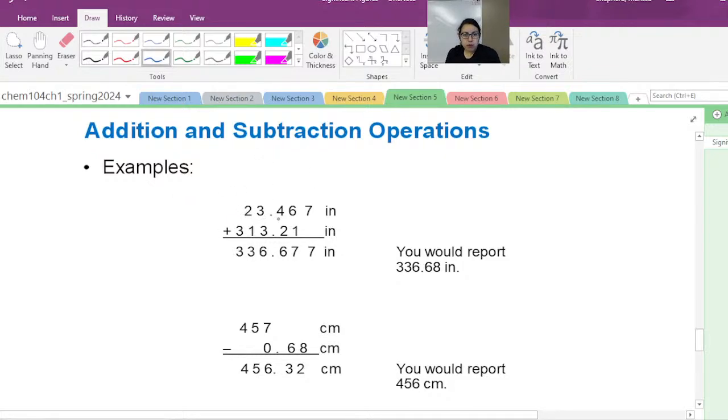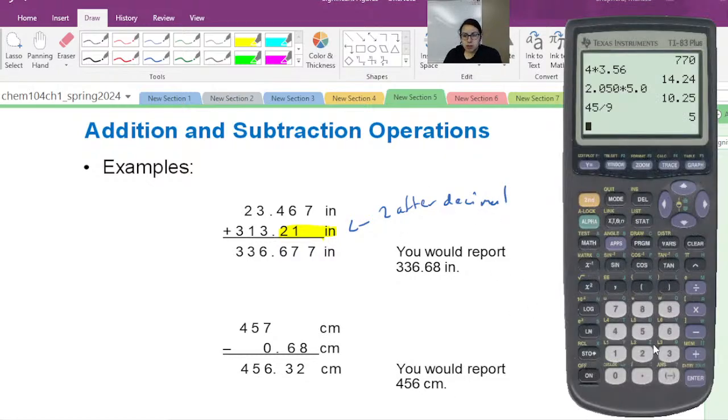So we have 23.467 plus 313.21. And of course, this is our limiting factor here. This only goes 2 after, so we can only report to 2 after the decimal place. And so let's follow along.